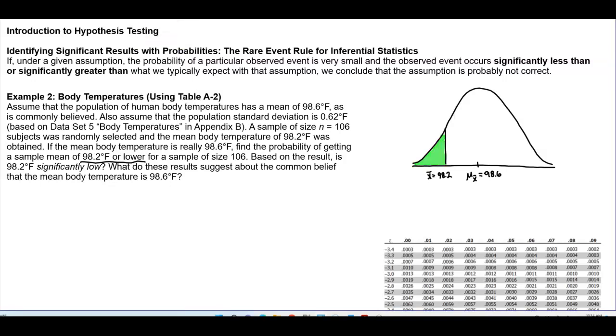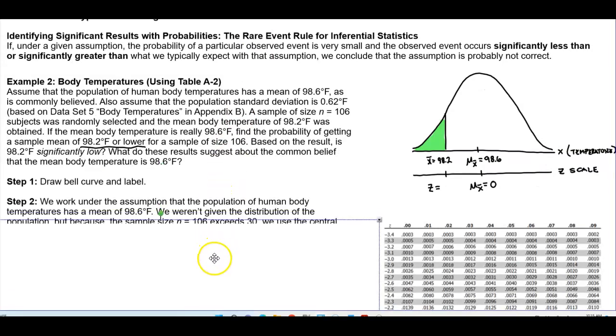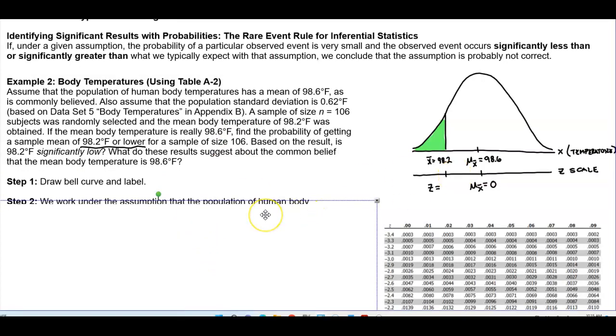Again, that represents the x, which is the temperature scale. Below that, we're now going to write the z scale. When we use the mean, we know that the mean for the z scale is always going to be 0. And what we want to do is find out what the z-score is associated with the 98.2 degrees Fahrenheit. So we've drawn our bell curve and we labeled it.